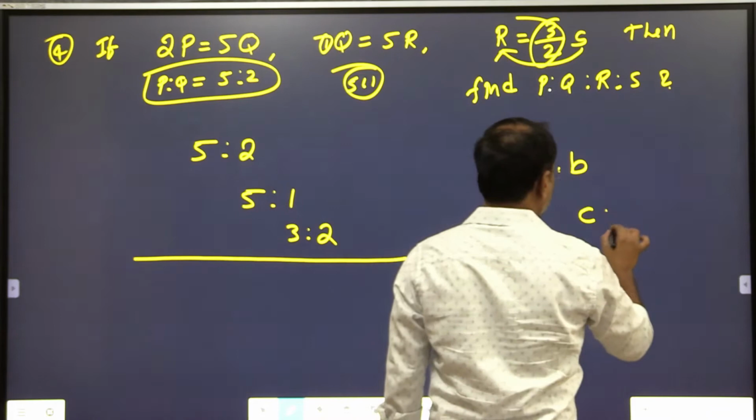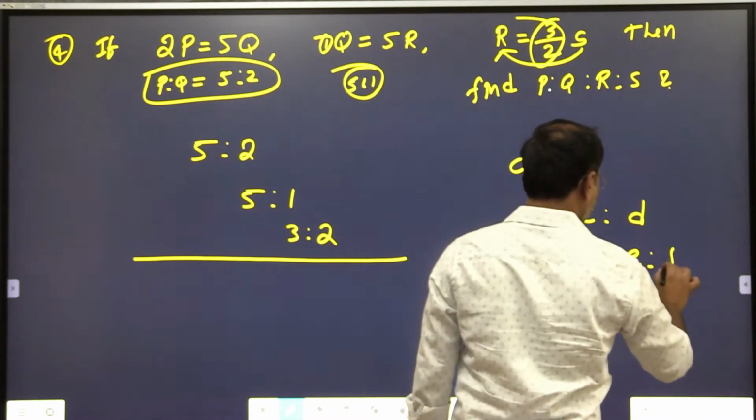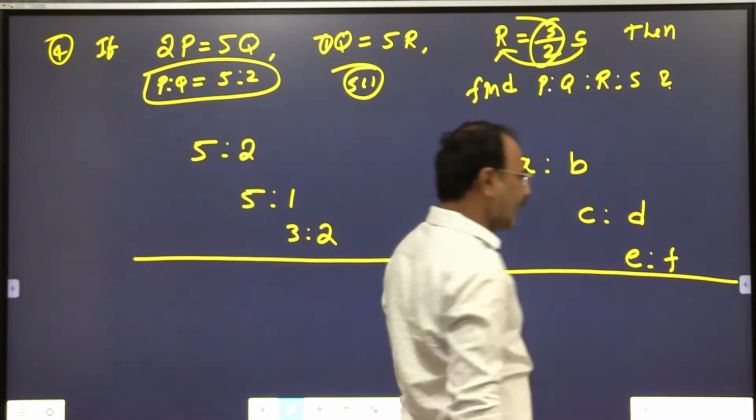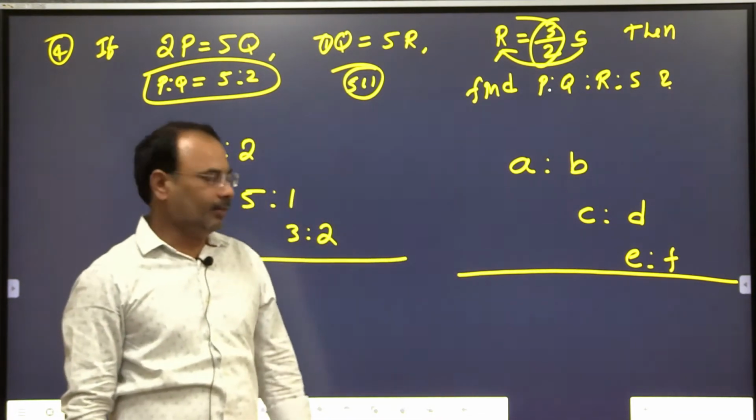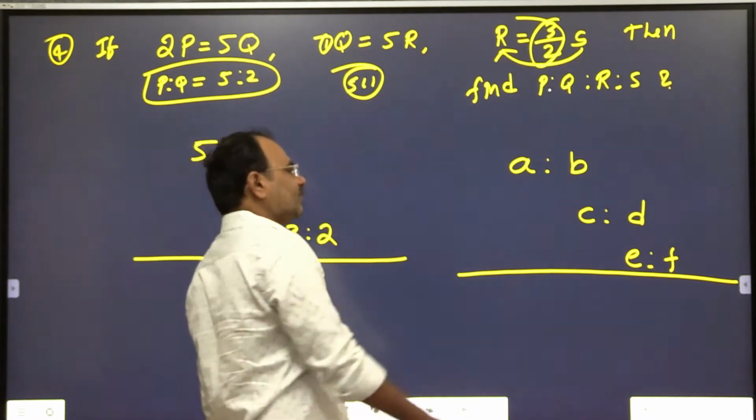A is to B, C is to D, E is to F. You need not write the working rule again and again. I am simply reminding you once. Then what is the first term?